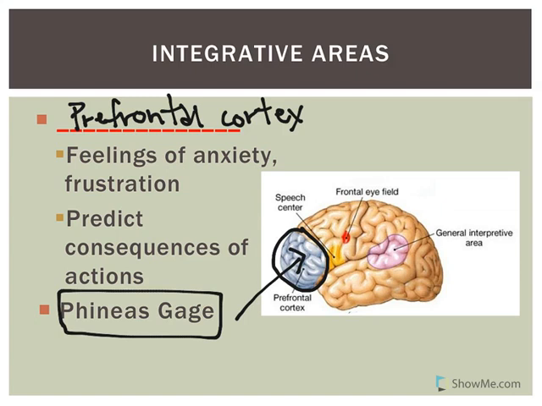Now another integrative area is called Wernicke's area, which is called the general interpretive area. This is located in kind of the junction of the parietal and temporal lobe. So it is the junction between pretty much the parietal and temporal lobe. But it is only located in one cerebral hemisphere. It's typically, again, like with Broca's area, on the left side.